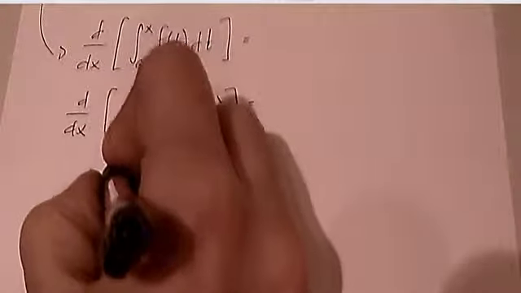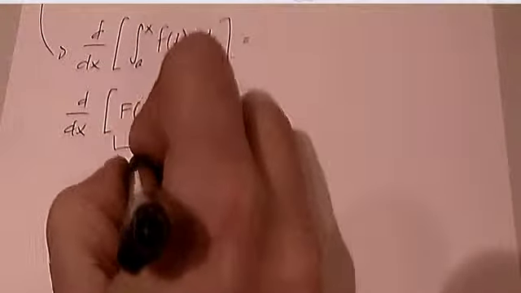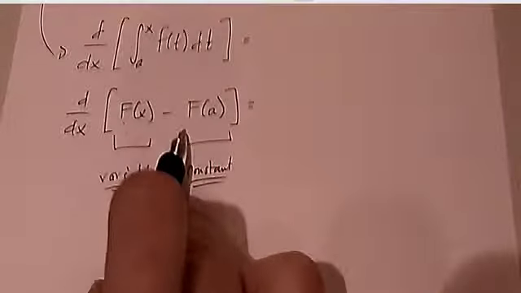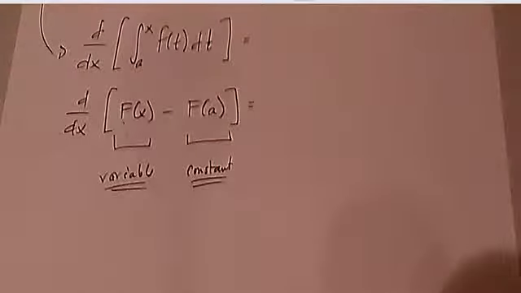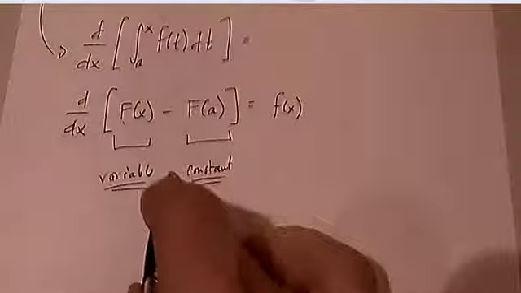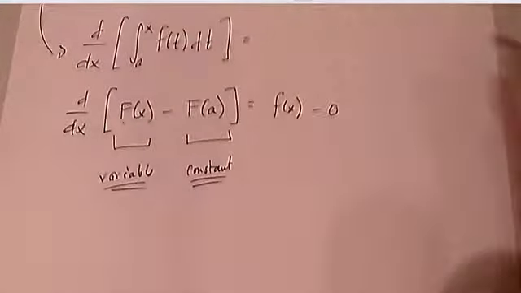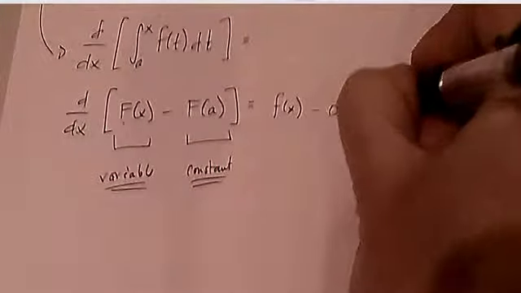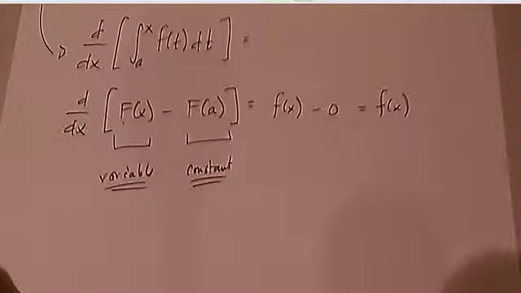Okay, well, here's the thing. This right here is variable, right? This right here, because a is a number, is a constant. Now I can, of course, differentiate this difference term by term. What happens when I differentiate big F of x? It becomes small f of x. And what happens when I differentiate a constant? It becomes 0, and therefore it's just f of x. And that should make sense to us, right?